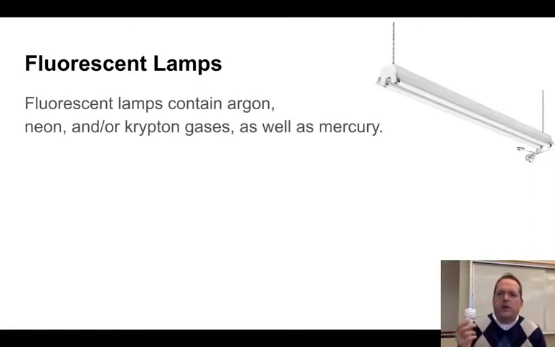So fluorescent lamps actually contain argon, neon, krypton gases, as well as, and here's probably the dark side of them, a little bit of mercury. And you need a little bit of mercury to make the fluorescent lamps operate the way that they do, but they make this thing hazardous as well.